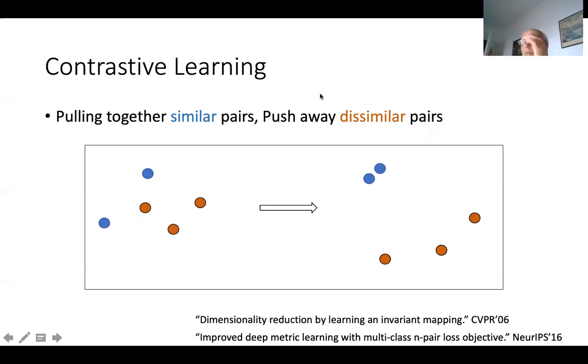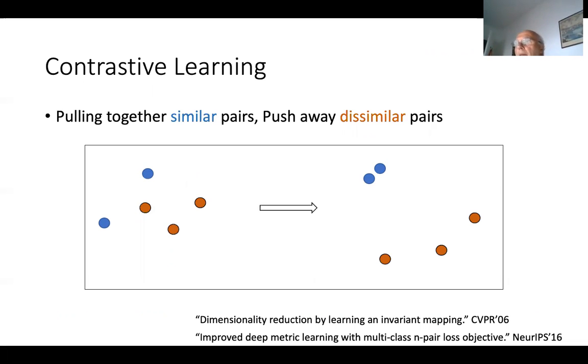Now let's take a look at what is contrastive learning. The idea is generally pretty simple. You just try to pull together similar pairs and push away dissimilar pairs. There are multiple formats of such contrastive learning.